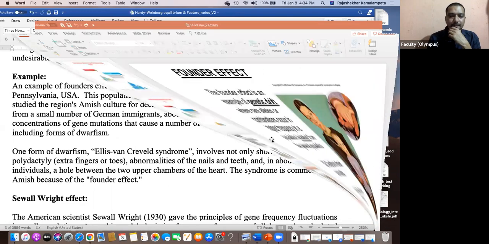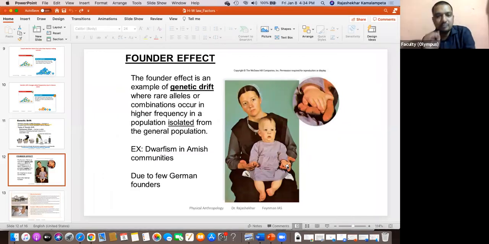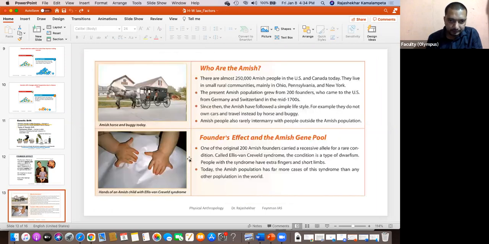You see the community here. People in this community are short. They have very short limbs. For example, dwarfism is very common, and some features like this, as you see. Do you notice their fingers? This is called Ellis-Van Creveld syndrome. They have recessive alleles causing this disease. As they married, the homozygous condition became common there. And these people have extra fingers and very short limbs.